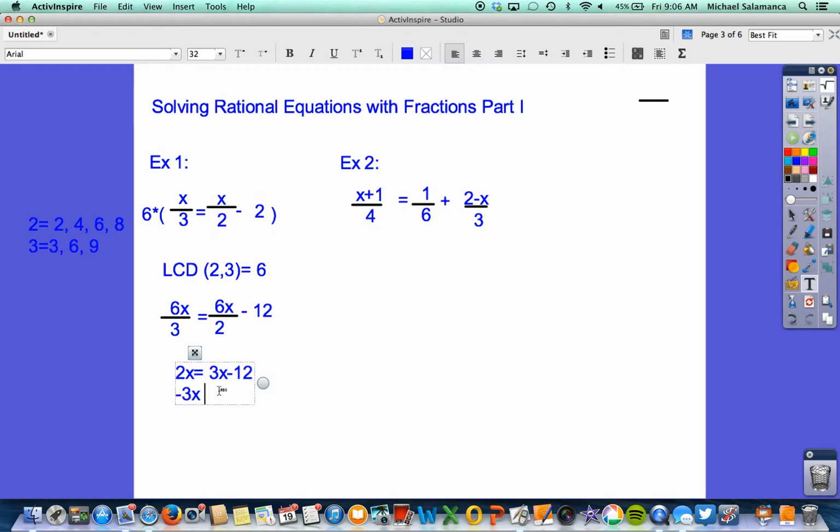We're going to subtract 3x from both sides to isolate the variable. We have negative x equals negative 12. Divide by negative 1 on both sides. We are left with x equals positive 12.